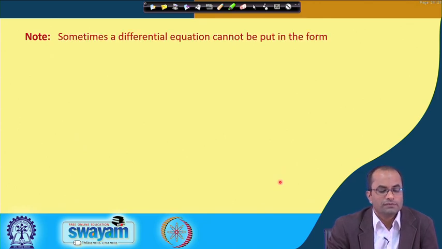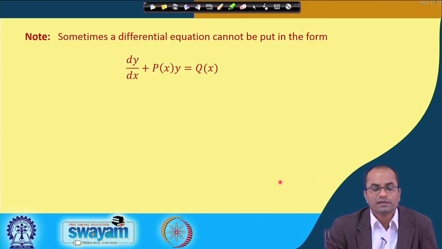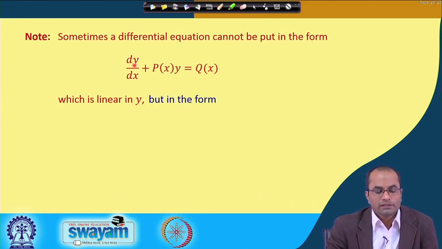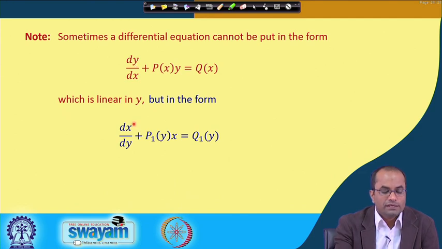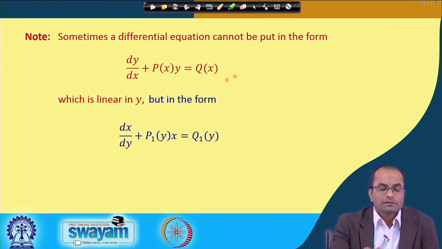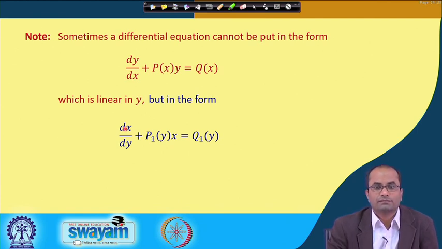Here is a note that sometimes the differential equation cannot be put in the form dy over dx plus p(x) y equal to q(x), meaning that it may not be possible to write this equation as a linear equation in y. This is the standard equation which we have considered before. But the equation can be put in the form dx over dy plus p1(y) x equal to q1(y). Instead of writing the equation linear in y, which may not be possible, we also have to see whether the given equation may be written as a linear equation in x instead of y. Once we write this equation, we treat x as we treated y before, because this is just the linear equation in x and we know the solution.